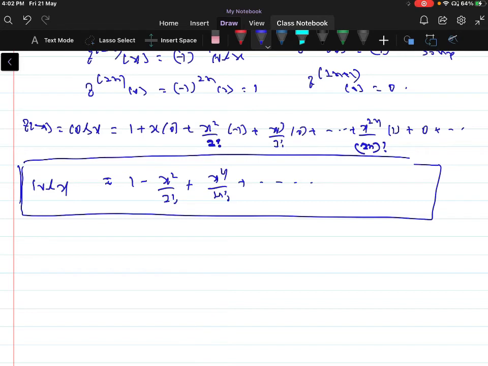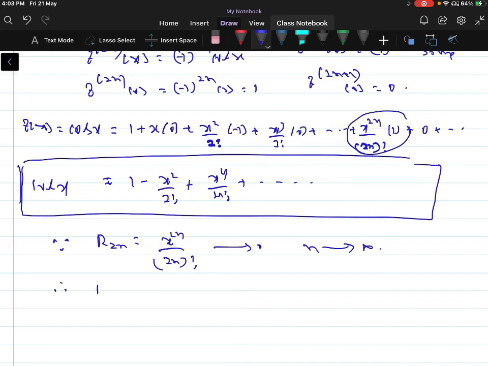Now let us take R2n, which is this term here, x power 2n by 2n factorial. So this goes to 0 when n increases to infinity. When n increases, the denominator becomes a very large number, so R2n goes to 0. So therefore, for the series star, the series star converges everywhere in the real line.